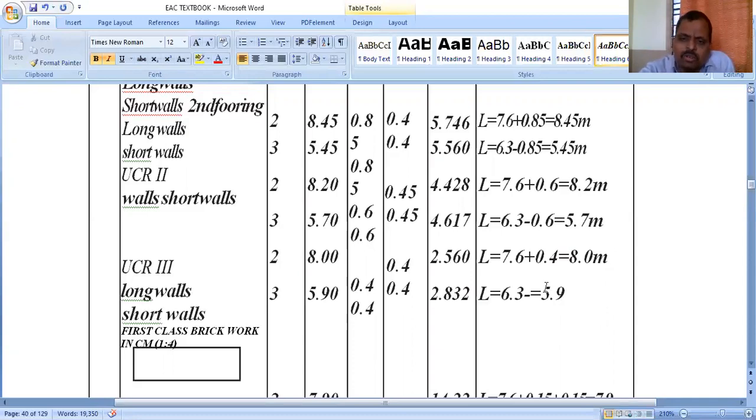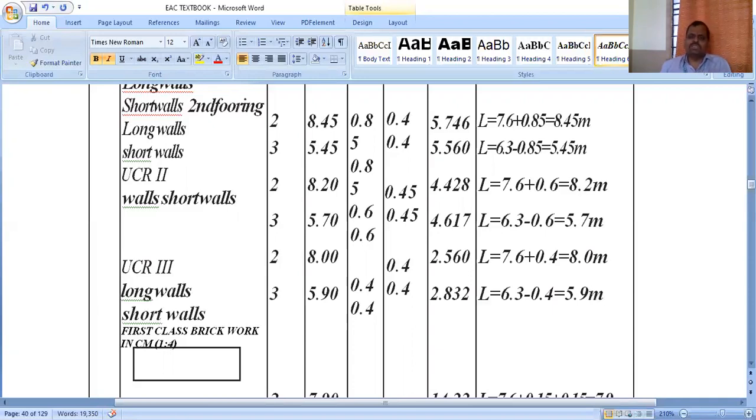In the same manner, we have to calculate the length of the short wall. So which formula do we have to use? Length of short wall is equal to center to center distance minus 1 width of the item. Center to center distance is 6.3 meter and the width is 0.4 meter, so the answer will be 5.9 meter respectively. This is for the UCR step 3.